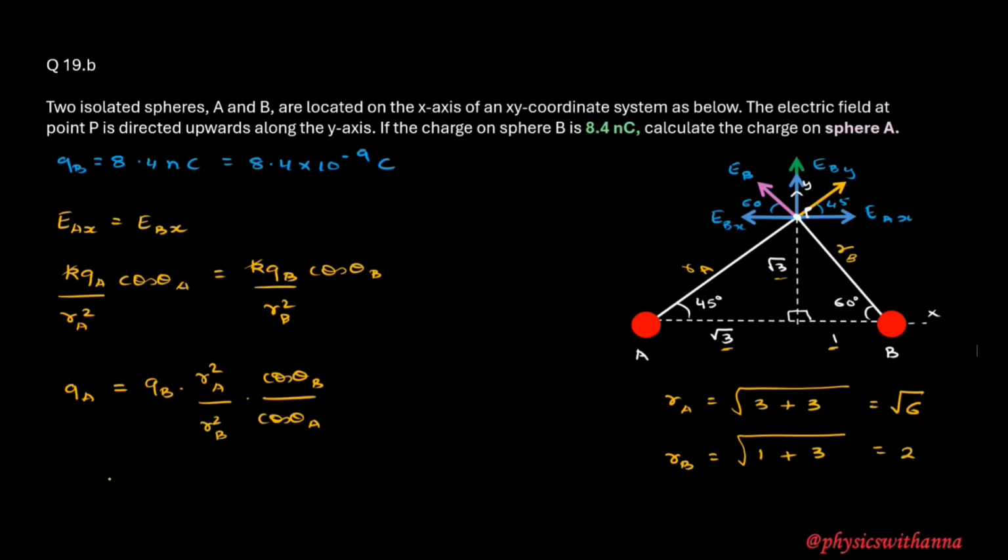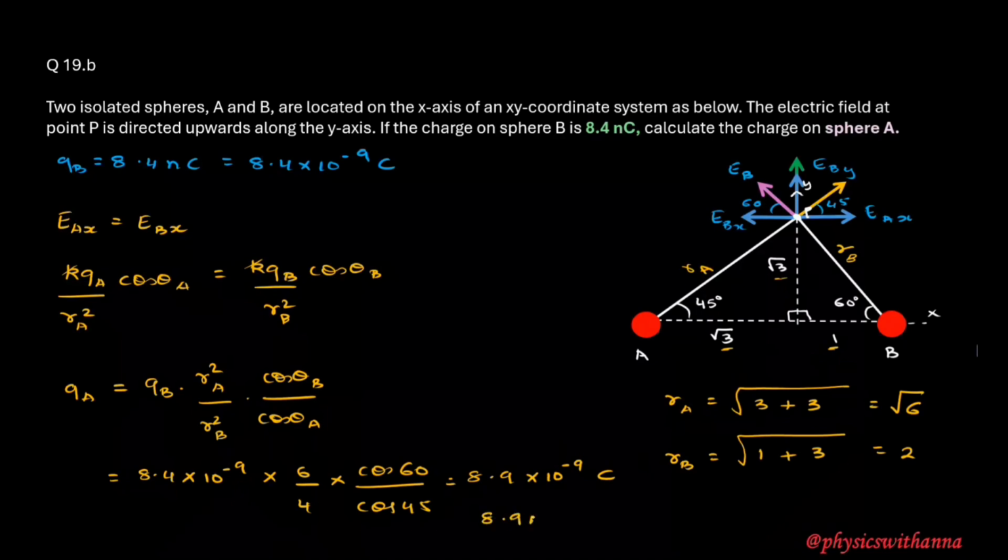So we get this as QB is 8.4 times 10 to the power negative 9. RA is root 6, square of that will be 6. RB squared will be 4 into cosine 60 over cosine 45. And when you solve this, you get the charge on sphere A to be equal to 8.9 times 10 to the power negative 9 coulomb, or you can write this as 8.9 nanocoulomb.